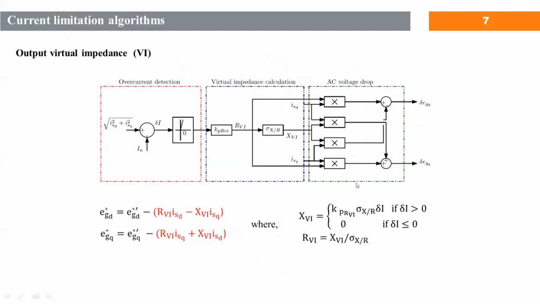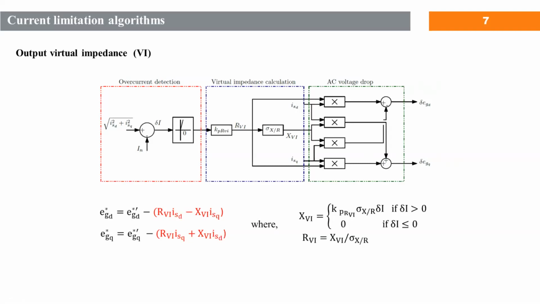The second method is the so-called virtual impedance for current limitation, also called threshold virtual impedance. This method aims to modify the AC voltage magnitude when the current exceeds its nominal value, to keep the current at a certain limit.